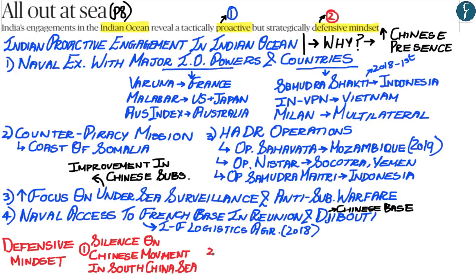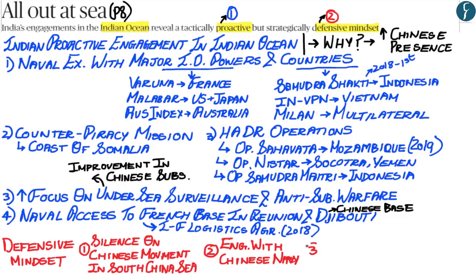Now, the second defensive mindset highlighted by the author is that India continues to engage with the Chinese Navy. The author has highlighted that Indian warships were recently sent in April of 2019 to a Chinese fleet review. And therefore, according to the author, this engagement with the Chinese Navy shows a defensive mindset. However, it also needs to be understood that China is a major Indian Ocean power. And apart from engaging with France, US, Japan, Australia, India also needs to engage with China.